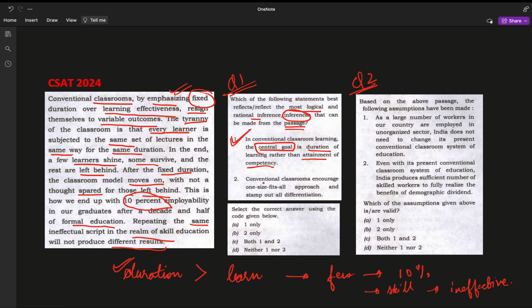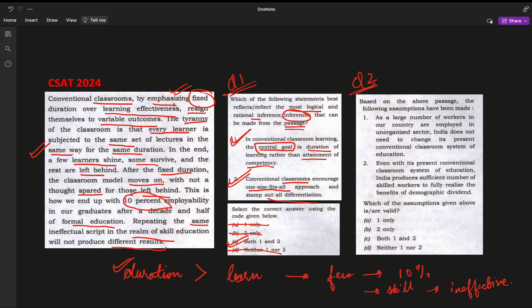Point number two. Conventional classroom encourages a one-size-fits-all approach and stamps out all differentiation. That is also correct, as it has been said that they have been subjected to the same way of teaching for the same duration. So both the points are correct. Therefore, the answer is both 1 and 2, and the rest can be eliminated.